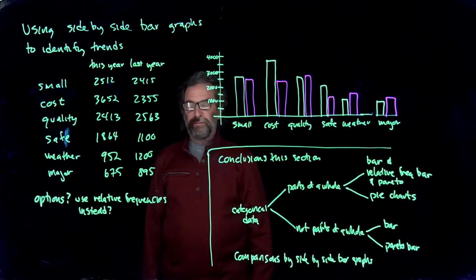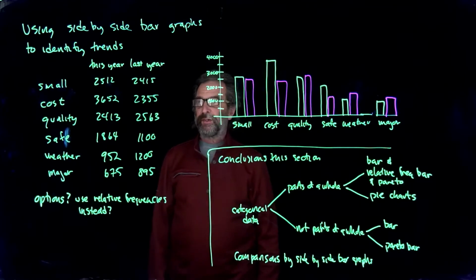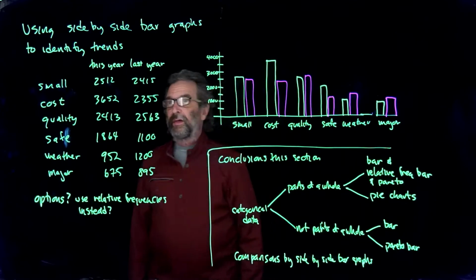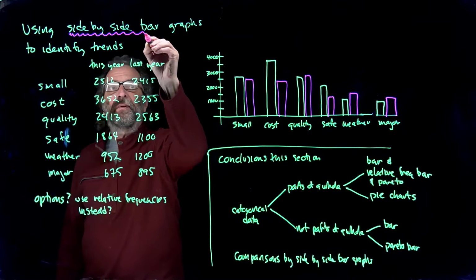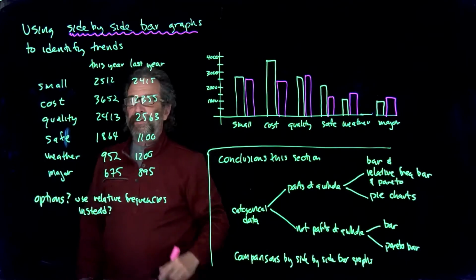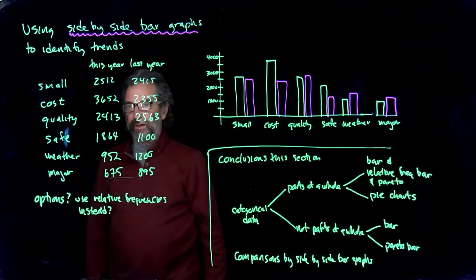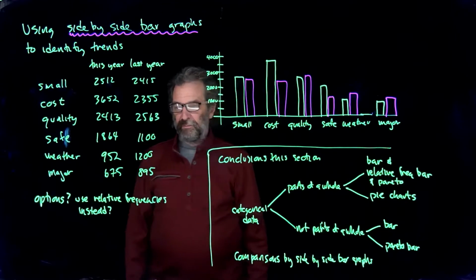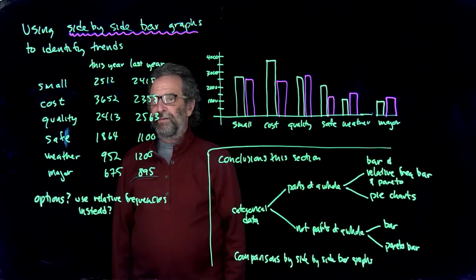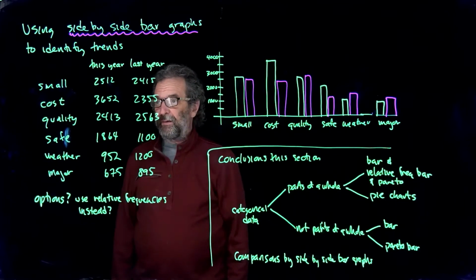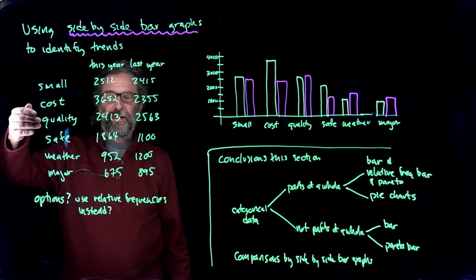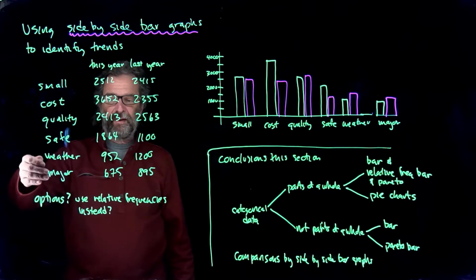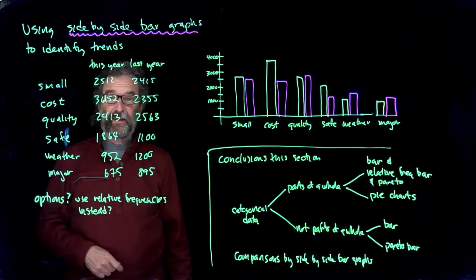So I guess we're ready to finish off our categorical data display section with side-by-side bar graphs. So here we have some information that is fake, but it looks like real stuff. You asked a bunch of students to indicate what reason they had to come to CSU-Pueblo: because it was small, because it was cheap, because it was high quality, because it was safe, because the weather was great, because my major is present at your institution.